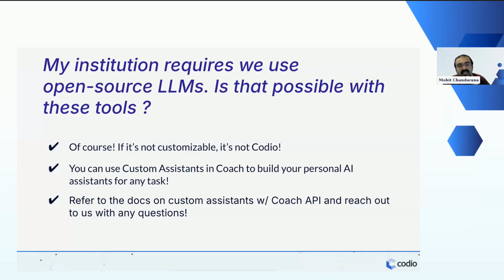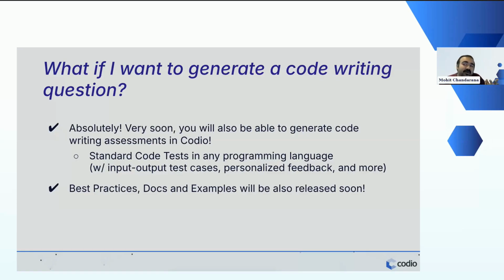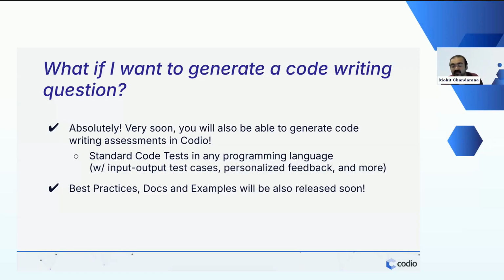The other natural question I feel like you might have had is, what if I want to generate a code writing question with this? Which is also going to be very possible. Very soon, you'll also be able to generate code writing assessments. It's going to be standard code tests in any programming language to start with, all input-output test cases, personalized feedback for any failed test cases, and much more. And like with the best practices guide for content and assessment generation, we're going to release the same things for standard code tests as well.